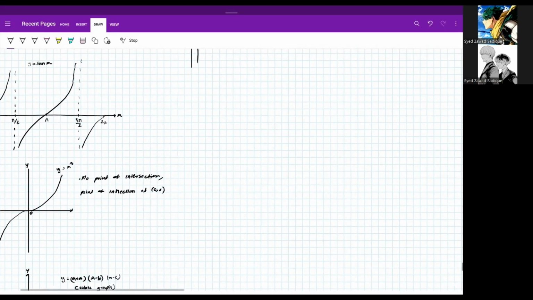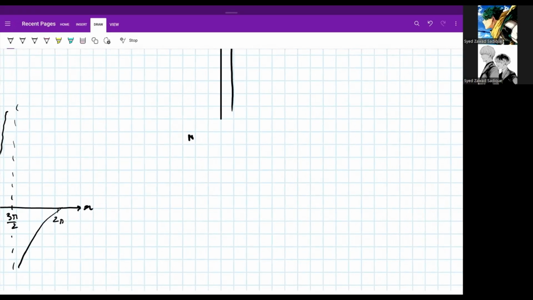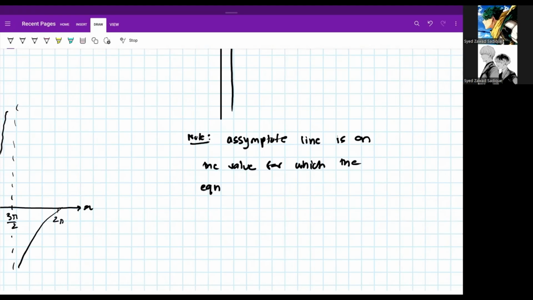Nice. And ending off with a note. Note: the asymptote line is on the value for which the equation is an error.